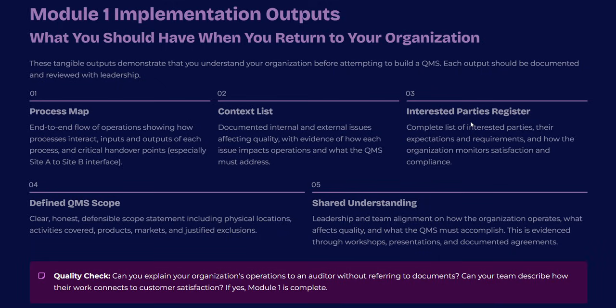Quality check here. Can you explain your organization's operations to an auditor without referring to documents? This is very critical here. Can your team describe how their work connects to customer satisfaction? If yes, that means you complete this model successfully.